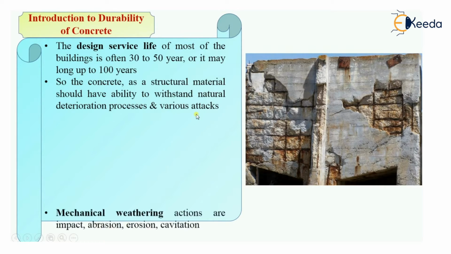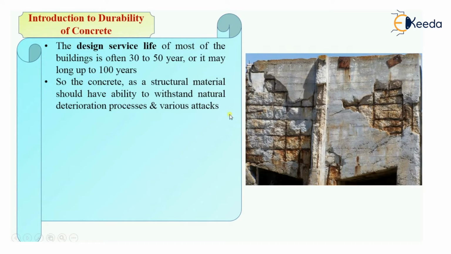If my concrete is able to take or is giving resistance against the various natural actions, various attacks, chemical attacks, physical attacks, then my concrete will be called durable concrete. And we have seen that weathering is nothing but disintegration or deterioration of concrete. So how can the weathering be?